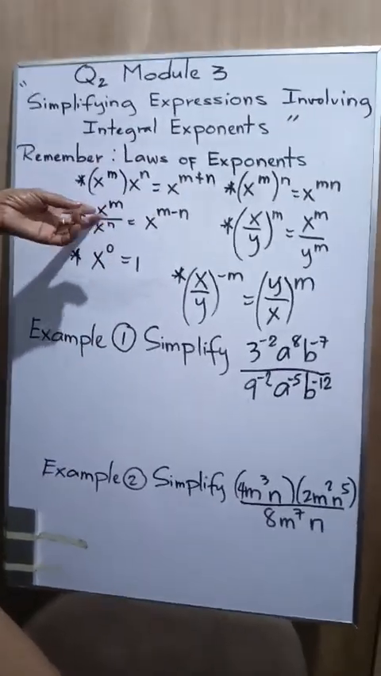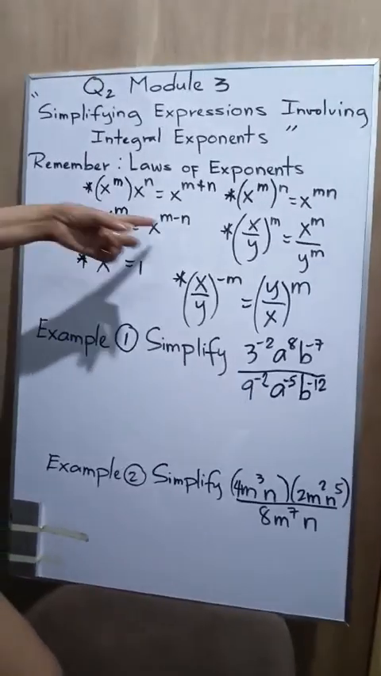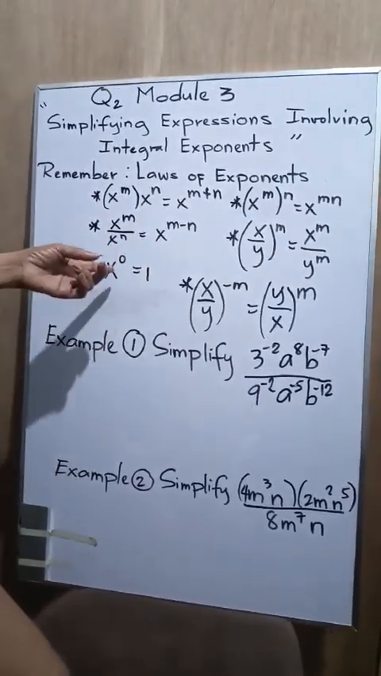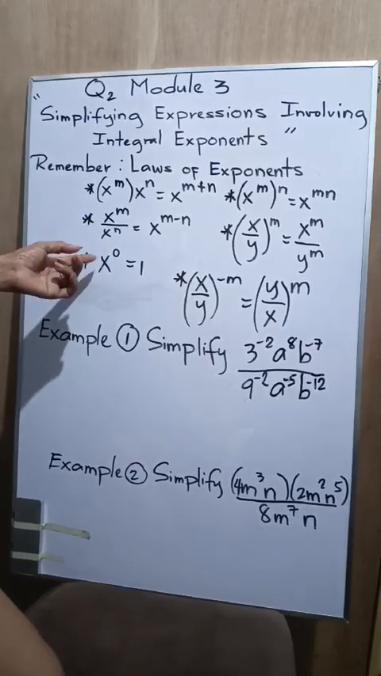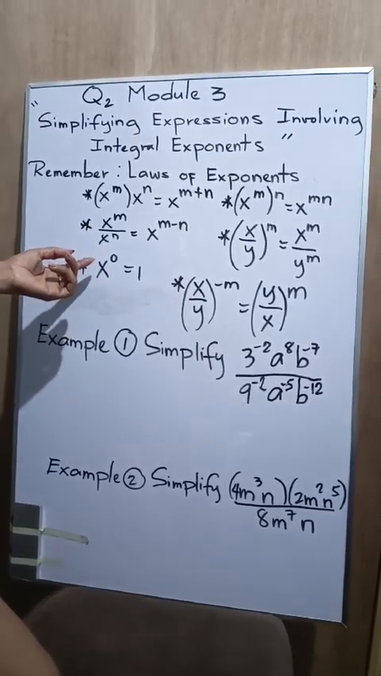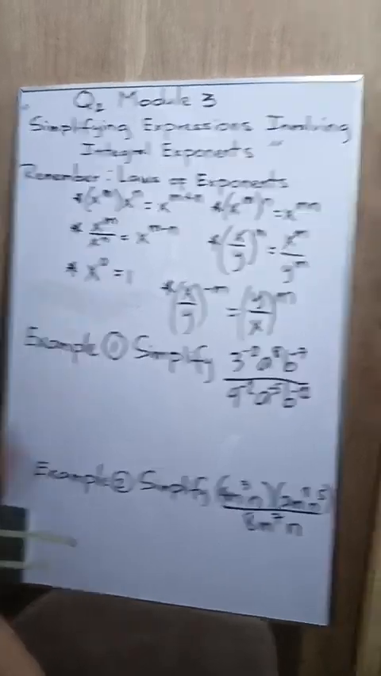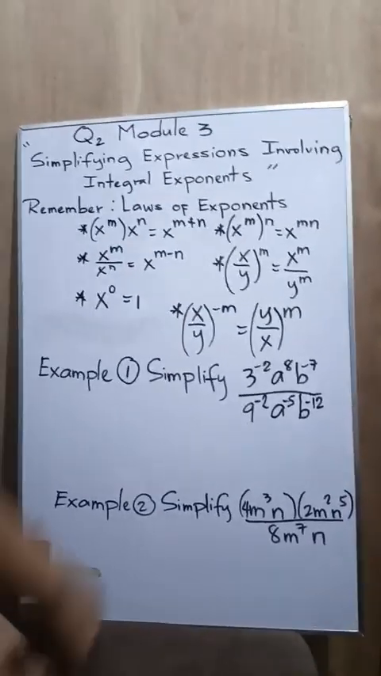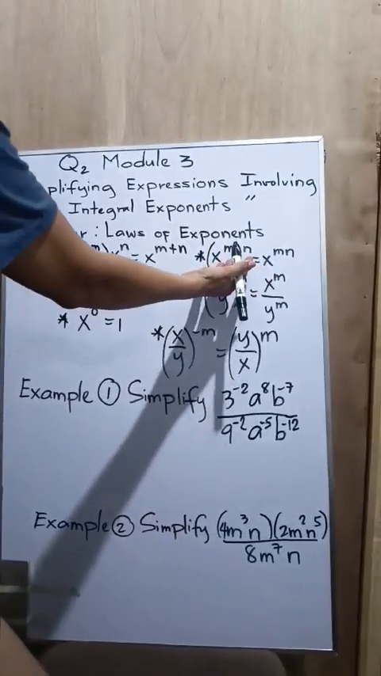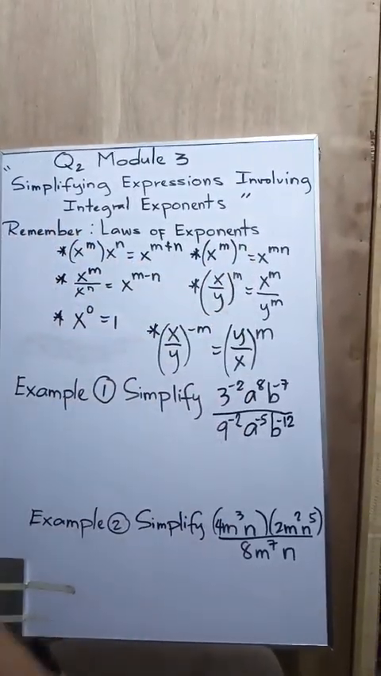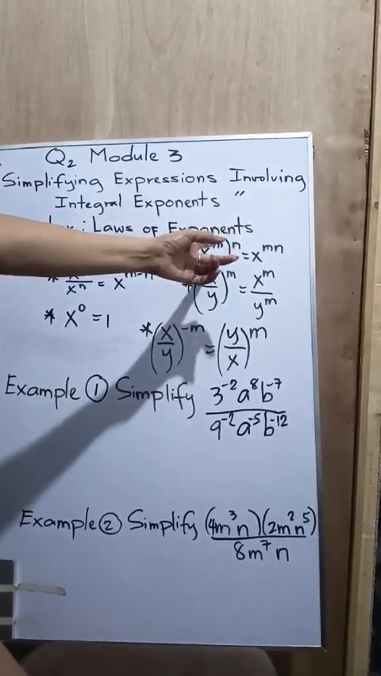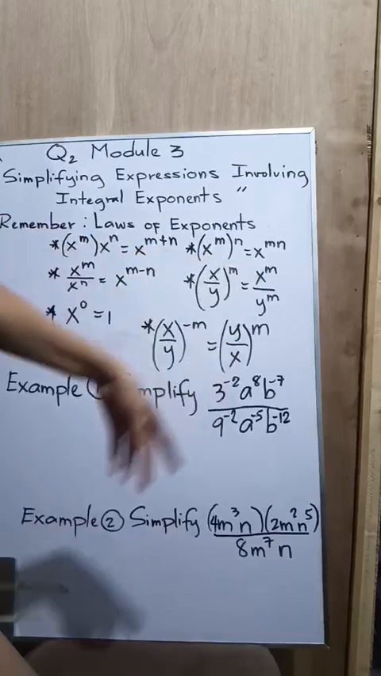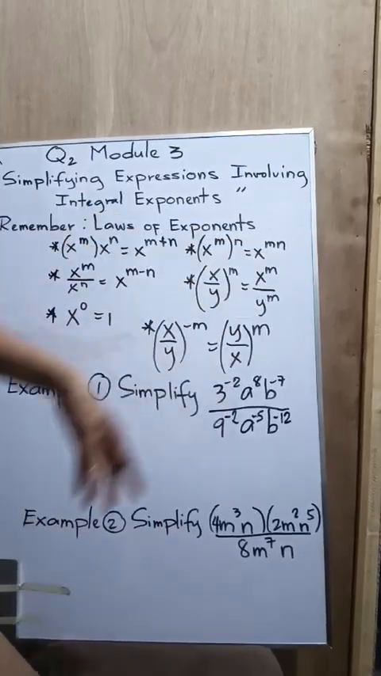Same thing with the quotient rule, you just subtract the exponent. And this is what we call the power of zero. So any term or any number we raise to the power of zero, the answer is 1. And we have the power rule, product power rule. If there's no base in here, you just multiply the exponent m times n. That is x to the power of mn.